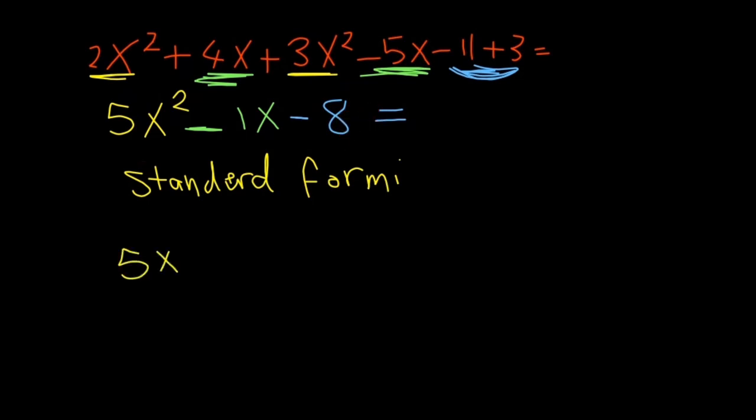It's already arranged, so it is 5x squared. The only one step I'm gonna do is to write the 1x as x, so minus x minus 8. So this is the simplest form. It is 5x squared minus x minus 8. So what did we do? We simplified this polynomial to get this one. It is now written in the simplest form. We cannot add anymore. We cannot simplify anymore.